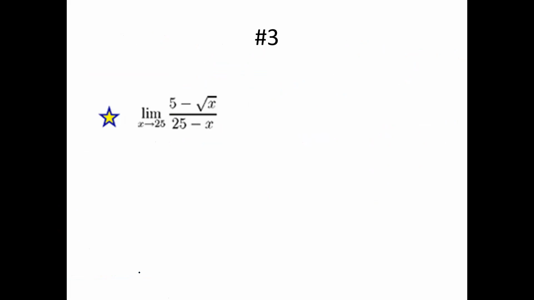Okay, next example. Looking at this right here, if you do direct substitution, you will have a 25 minus 25, which is going to give you a 0 in the denominator. So I would say let's try to use the conjugate of this one. So I'm going to multiply by 5 minus square root of x over 5 minus square root of x, because you can multiply anything by 1.